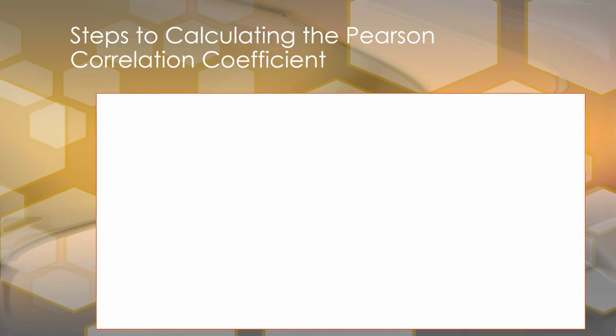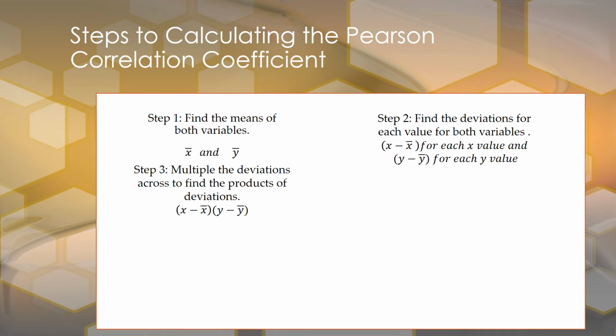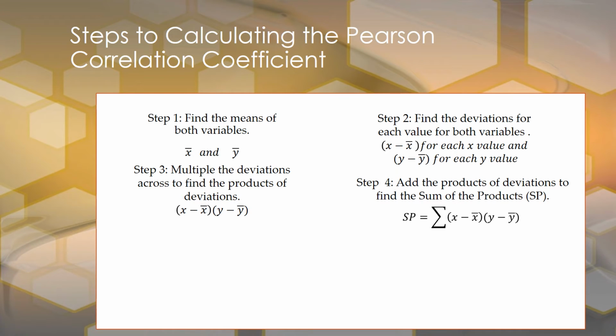Here we're going to go over the steps to calculating the Pearson correlation coefficient. So the first step is to find the means of both variables. So we have x bar and y bar. Step 2 is to find the deviations for each value for both variables. So we subtract the mean for each value of x, and we subtract the mean for y from each value of y. Step 3 is to multiply these deviations together to find the product of the deviations. Step 4 is to add the product of deviations to find the sum of the products, which is called SP.